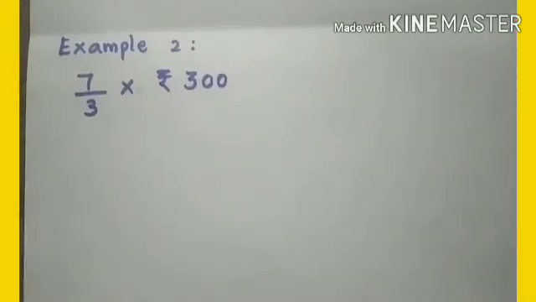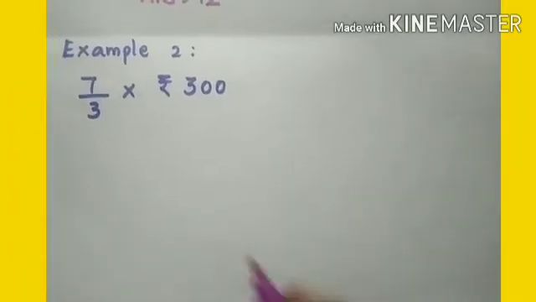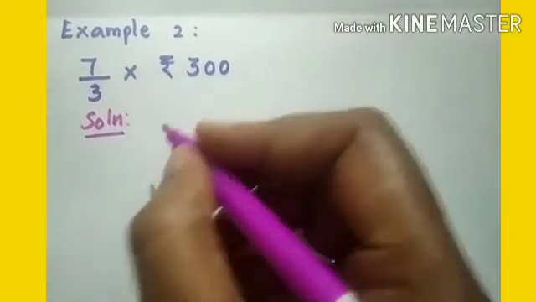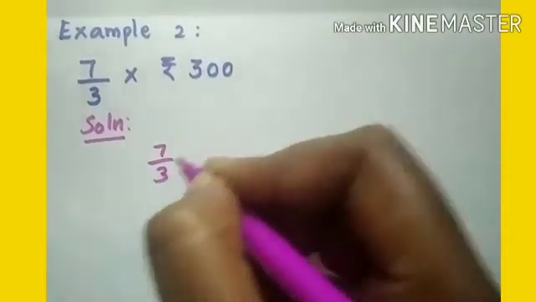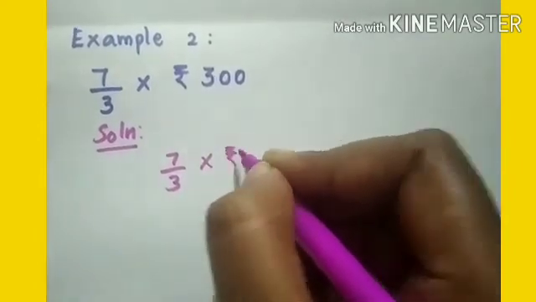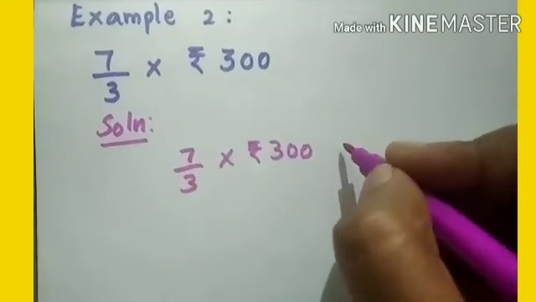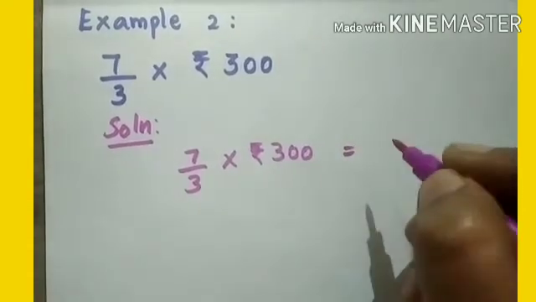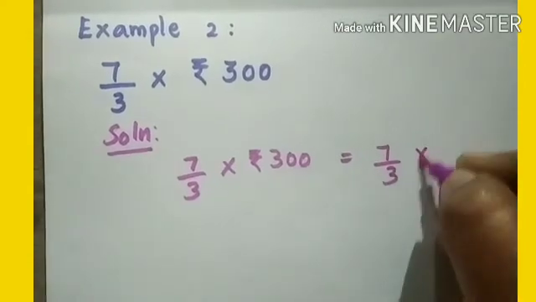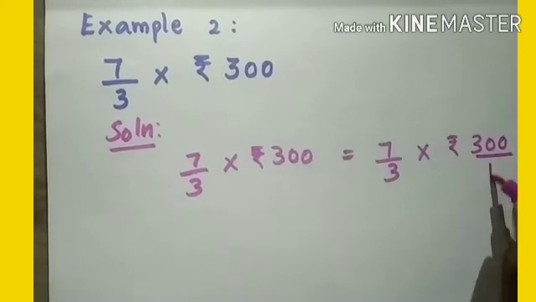Example 2. Multiply 7 by 3 by rupees 300. Students, let's multiply the number 7 by 3 by rupees 300. Here 300 is a whole number. So first write the whole number in fraction form. Let's write 7 by 3 into rupees 300 by 1.